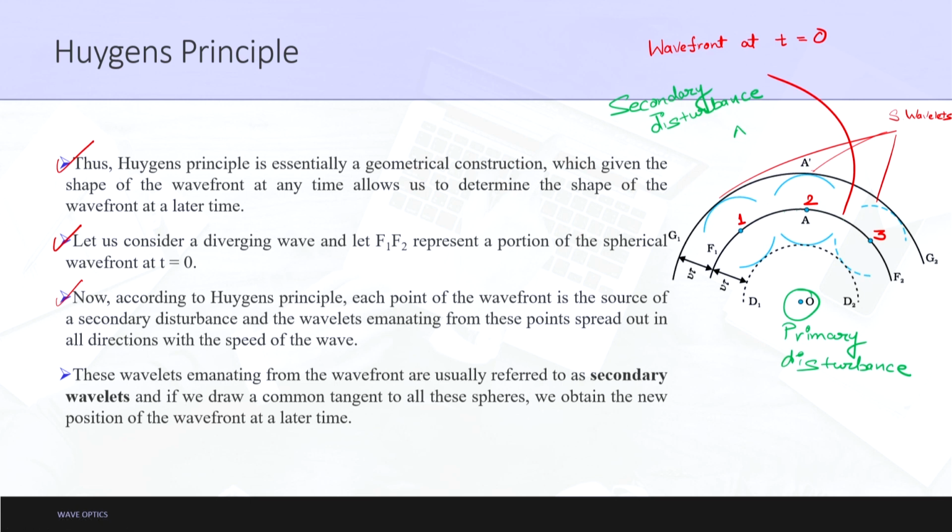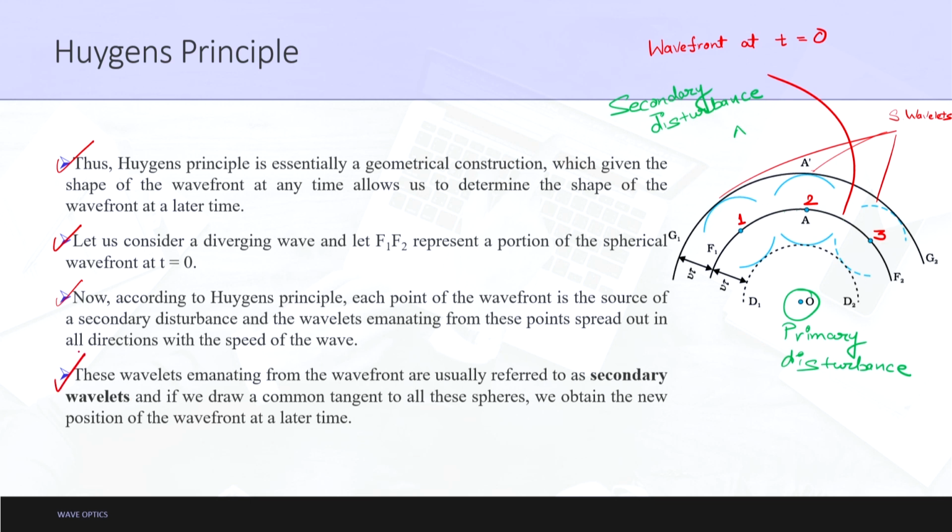So, these wavelets emanating from the wavefront are usually referred to as secondary wavelets, and if we draw a common tangent to all these spheres, we obtain the new position of the wavefront at some later time.